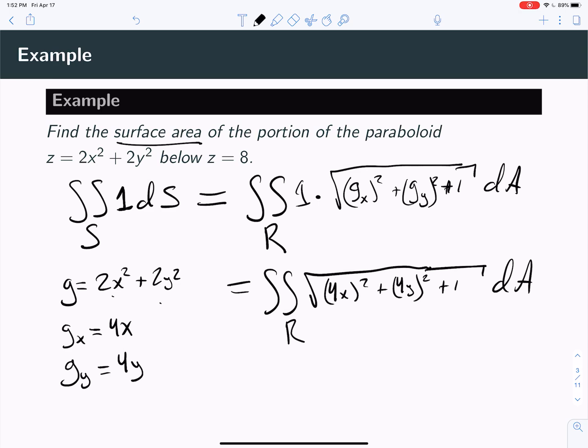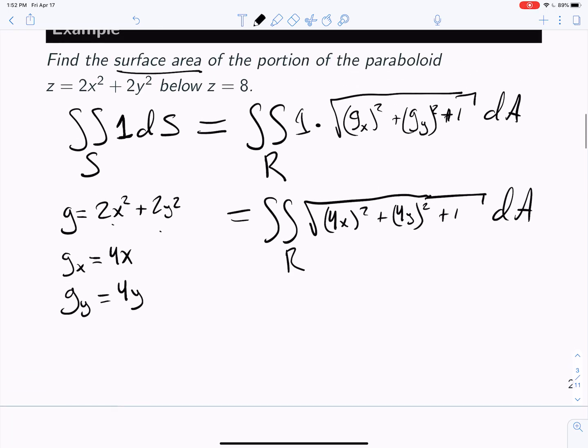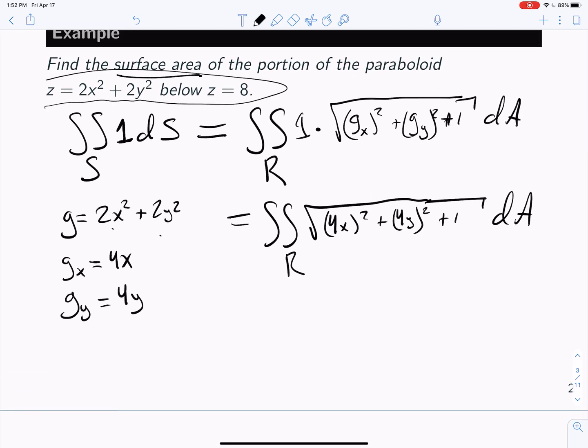Alrighty. And then we've got to figure out, what is that region R? Well, it says it's the part of this surface that's below z equals 8. So if I remember correctly, this looks kind of like a paraboloid. There's z equals 8 right there. So if I take the shadow underneath it, I think what we would get is a circle down here in the xy plane. And if I set 8 equal to 2x squared plus 2y squared, that's 4 equals x squared plus y squared. That's just a circle of radius 2 down in the xy plane.